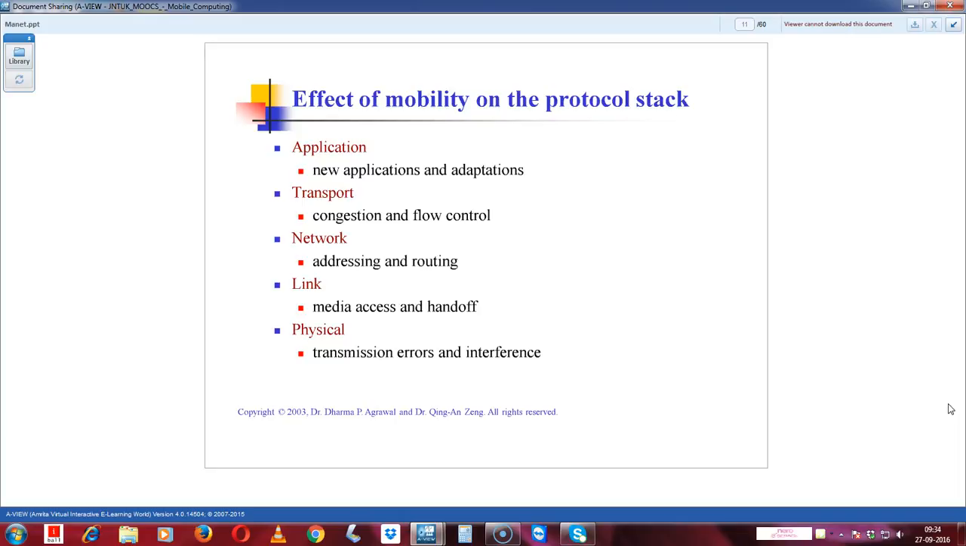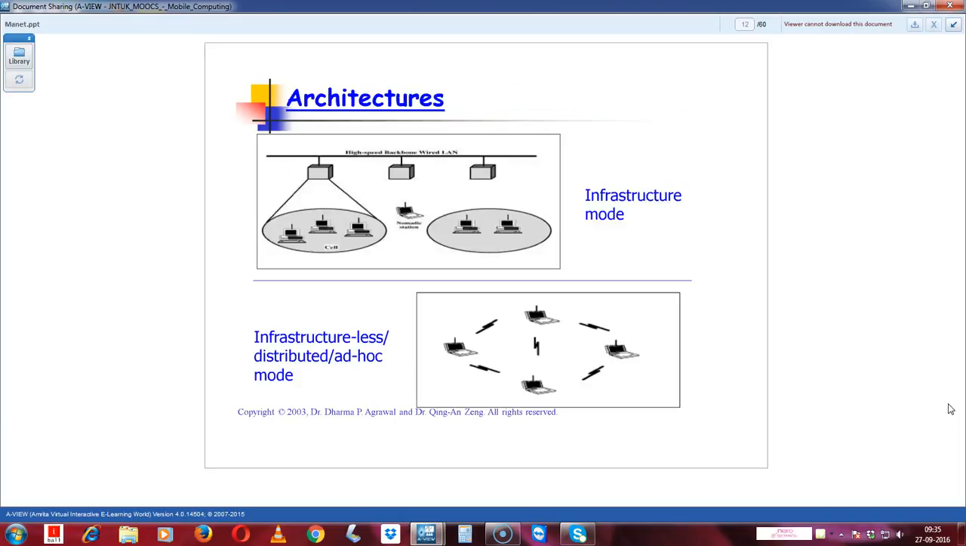Now the transport layer basically handles flow control and congestion: how many packets we want to transfer from your application layer to another device. That congestion and flow control will also be influenced by mobility, and the application will also be affected. So from application to physical, everything in the protocol stack is affected.